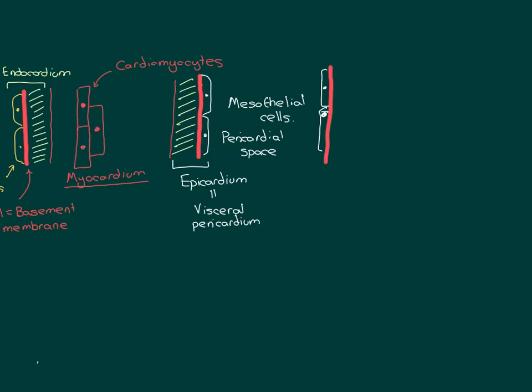And then underneath that you'd have a bit more connective tissue just to make it a little bit thicker, like so. And then that will be the outer wall, like so. Okay, so this here, this would be the parietal pericardium.